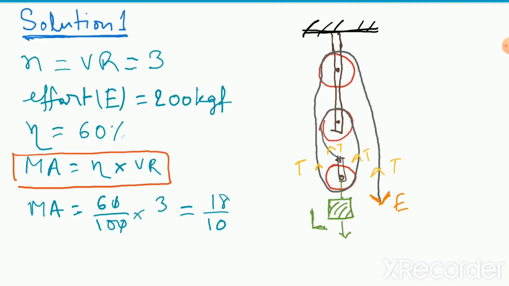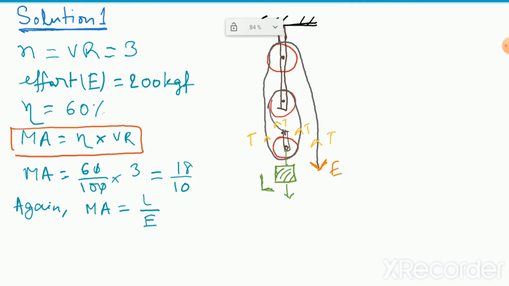Now according to the formula, we also know that mechanical advantage is equal to load by effort, so we can write MA equals load by effort. So we know the effort, we have to find out the load. MA is 18 by 10, isn't it? What is the value of the load, we have to find it out, and the value of the effort is 200 kg, okay, so 200, fine.